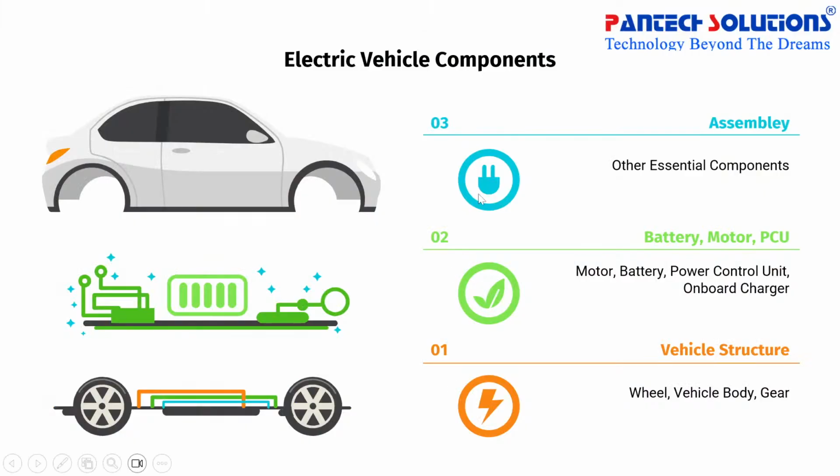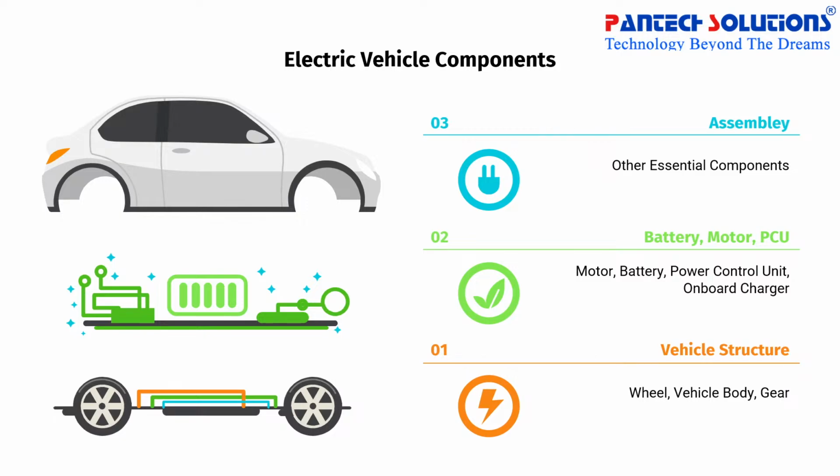Sorry. So the main components will be the vehicle wheel, the body of the vehicle, and the gear systems. Okay, so this comes under the mechanical area. This is the first one. After that we need a motor, battery, power controller unit and onboard chargers. This part comes under the electrical side. So first are the mechanical parts, the remaining parts will be the electrical side, and finally the assembly.